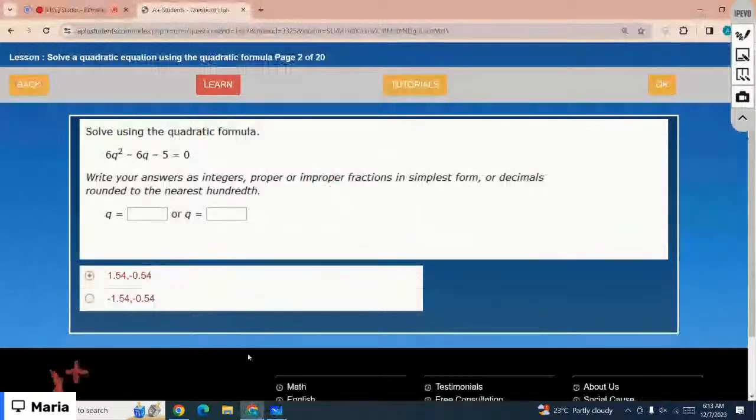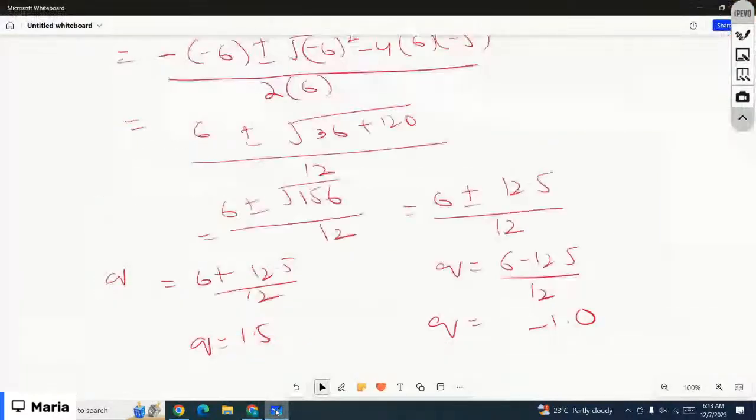Negative 1.5 and the second one is, okay, let me just check. Oh, hold on. 6 minus 12.5, negative 6.5 divided by 12. That is 0, negative 0.54, sorry. That is negative 0.54.